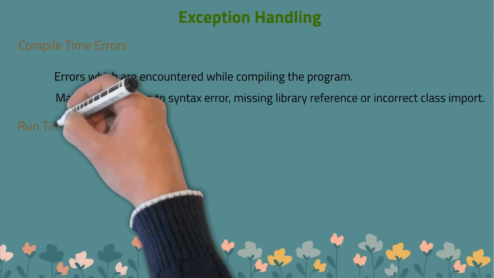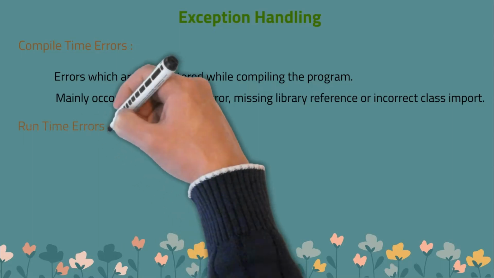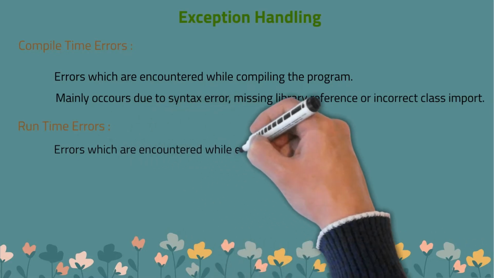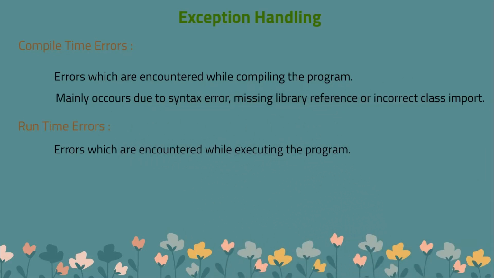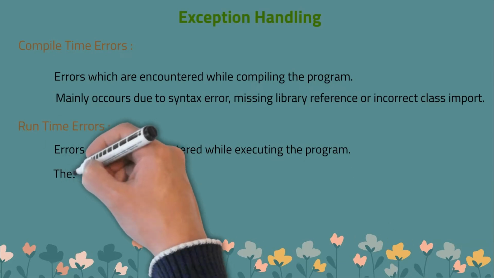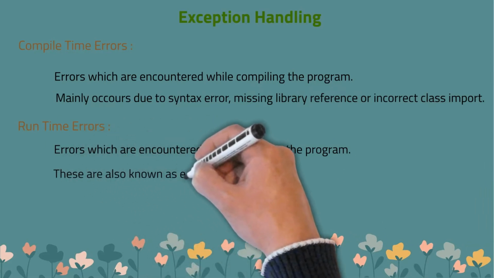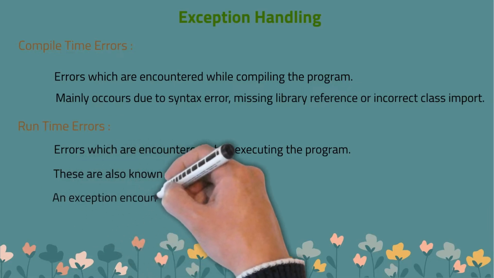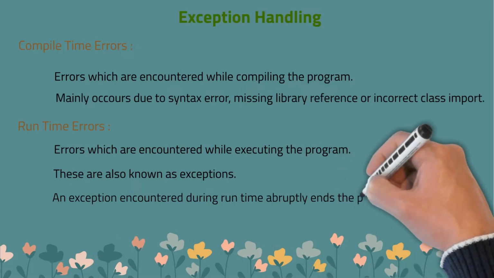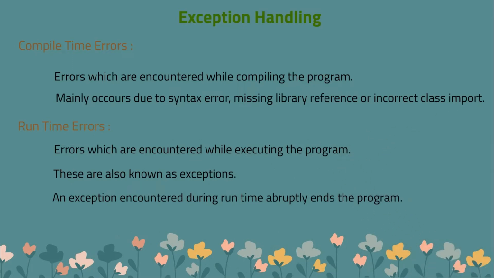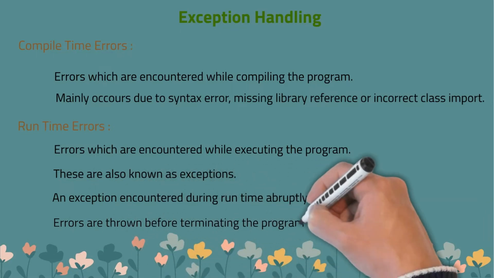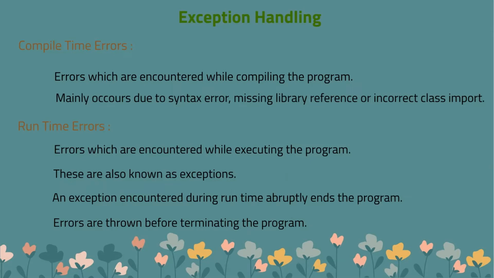The second type of exception is runtime errors. Errors which are encountered while running the program are called runtime errors. These are also known as exceptions. They can come due to coding errors made by the programmer or other unforeseeable things. If any exception is caught during runtime, it basically ends up terminating the program, causing serious issues or implications. Before terminating, errors are thrown which are captured in the logs and help us to debug the issue.